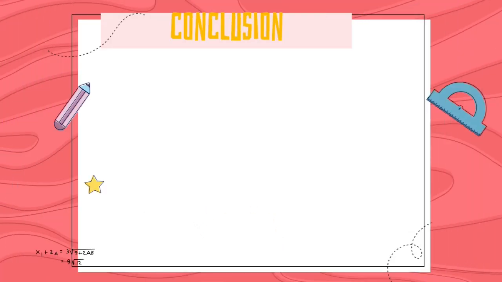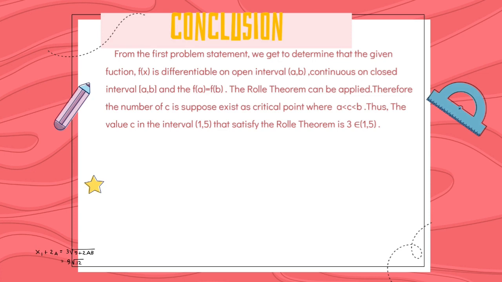So now we will jump to the conclusion. From the first problem statement, we determine the given function f(x) is differentiable on the open interval, continuous on the closed interval, and f(a) is equal to f(b). The Rolle theorem can be applied. Therefore, the number c is supposed to exist as a critical point where c is greater than a and less than b. Thus, the value c in the interval [1, 5] that satisfies the Rolle theorem is 3.